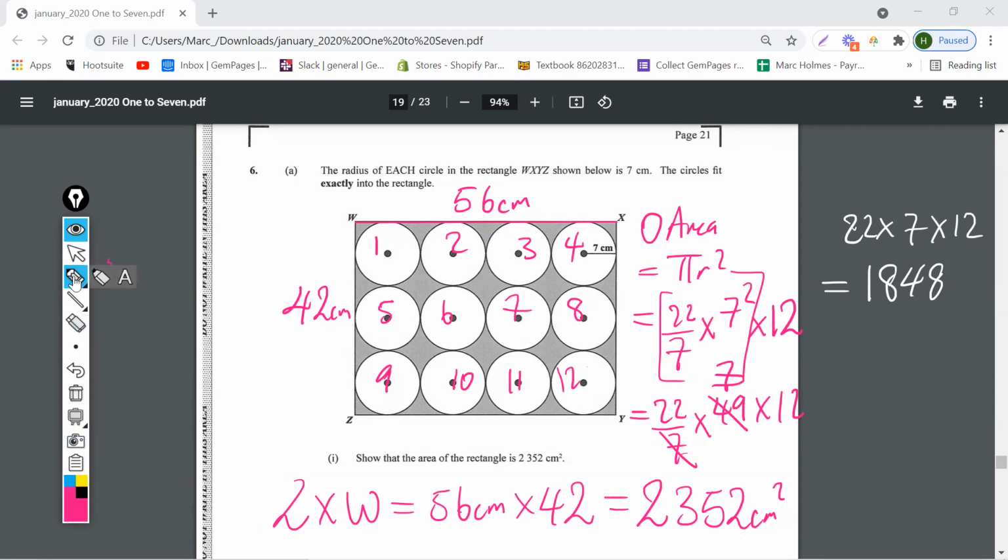So once I get 1848 now, then I can subtract 1848 from 2352, right? And the answer would be 504. When you subtract these, you'd get 504 centimeters squared, and that would be the shaded region.